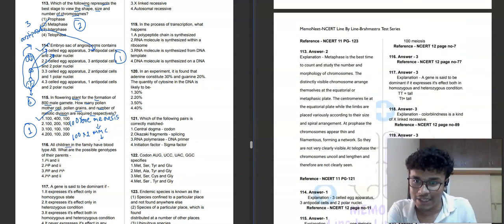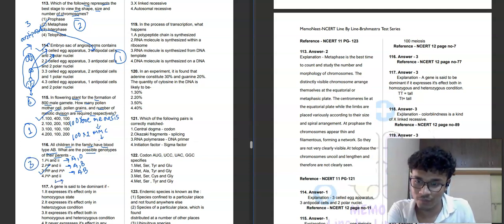It is saying all the children in some family have blood group type AB. What are the possible genotypes of their parents? So comparing all the options given. In this case, only A blood group and O blood group is possible. In this case, A and B blood group is possible, but AB blood group is not possible here. In this case, AB blood group is possible. So the third option will be our correct answer for this question. And the last option is given.